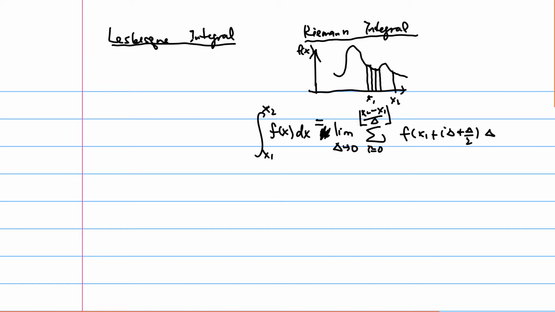But the problem of the Riemann integral is that it cannot tackle a function like the following. Let's consider a function g(x) that is equal to 1 when x is a rational number, and it's equal to 0 otherwise.